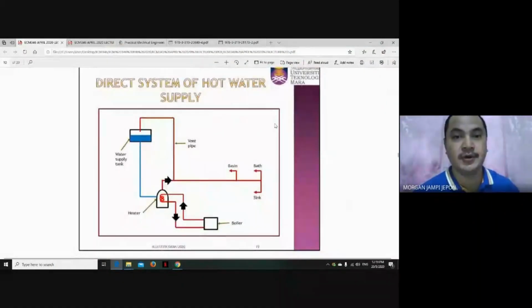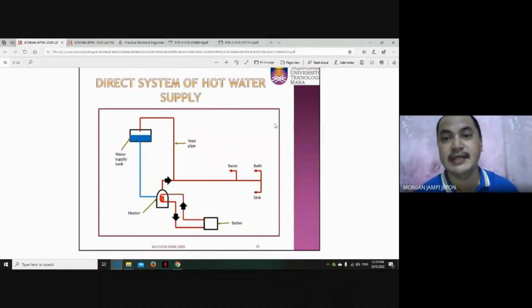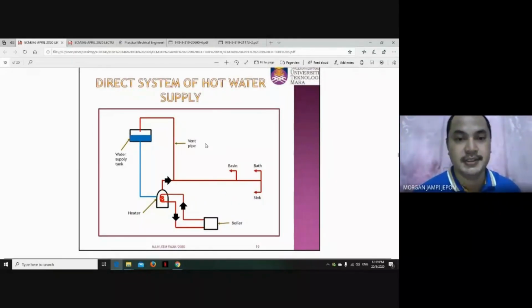So this is called the direct system of hot water supply. Hot water supply could be direct or indirect too, similar to the cold water supply, but the piping is definitely different. I mean, the pipe for cold water is different from the hot water supply. So in this example, it is the direct system of hot water supply.